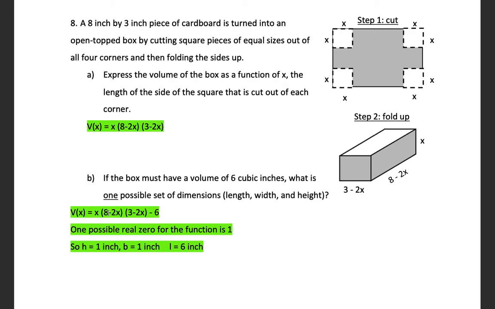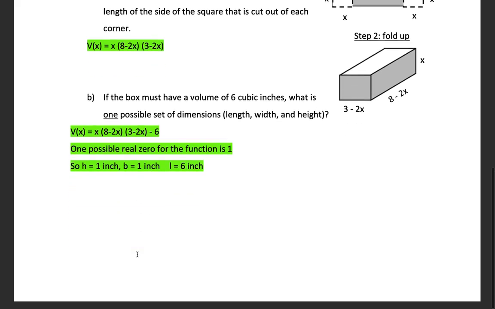See, 8 minus 2 equals 6. 3 minus 2 equals 1, and 1 here. That means everywhere it is 1, then 6 is here. 6 minus 6 equals 0. This way also you can see that for 1 it becomes 0. As 1 is a zero, now we can put 1 here and 1 here to get length, breadth, and height. Okay, so this way we get it.